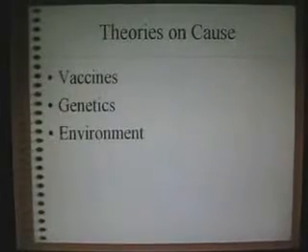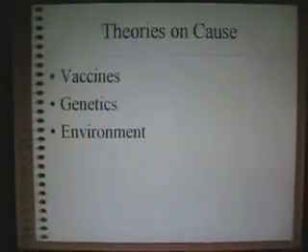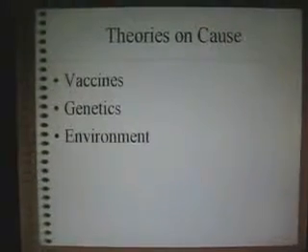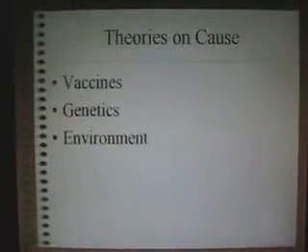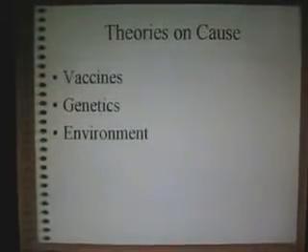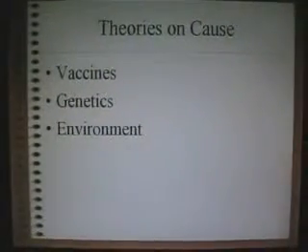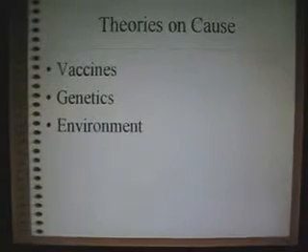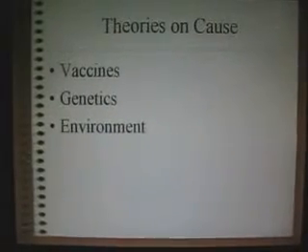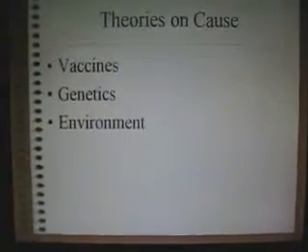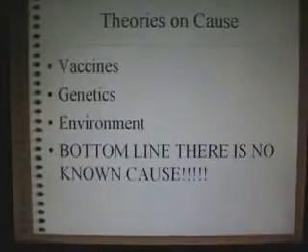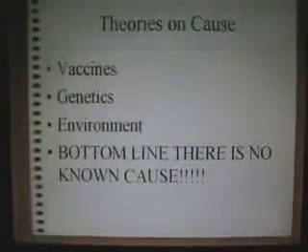In the beginning, when autism first came out, there was a theory called the refrigerator mom theory, and that theory was that if your mom was a very cold person, that you would have autism, which I think is very barbaric and absolutely absurd, but that was actually a theory. But the bottom line is that there is no known cause at the present time.